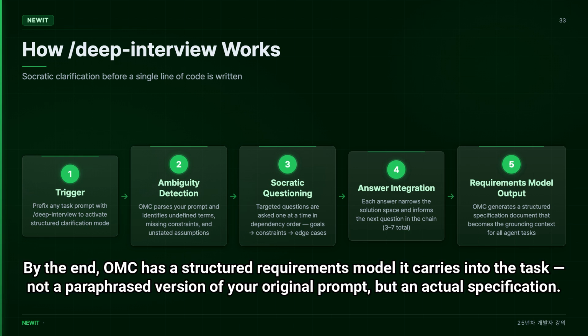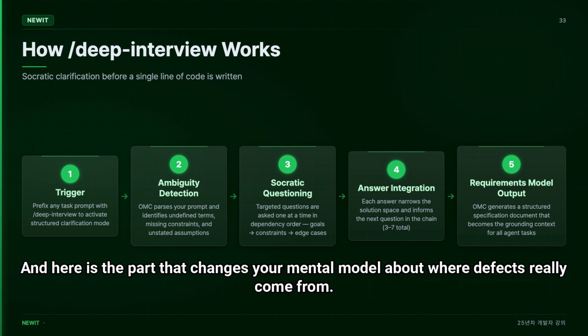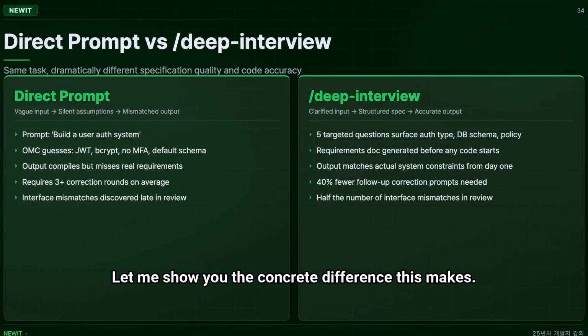The sequence typically runs 3 to 7 questions. By the end, OMC has a structured requirements model it carries into the task, not a paraphrased version of your original prompt, but an actual specification. And here is the part that changes your mental model about where defects really come from. Let me show you the concrete difference this makes.